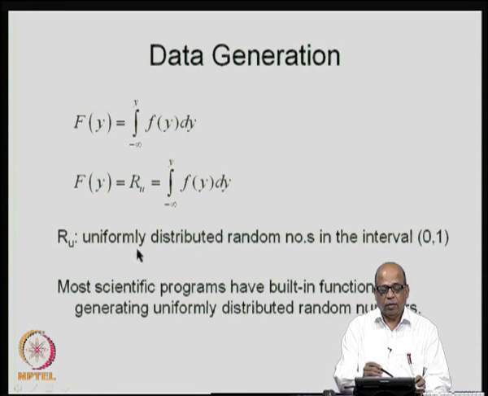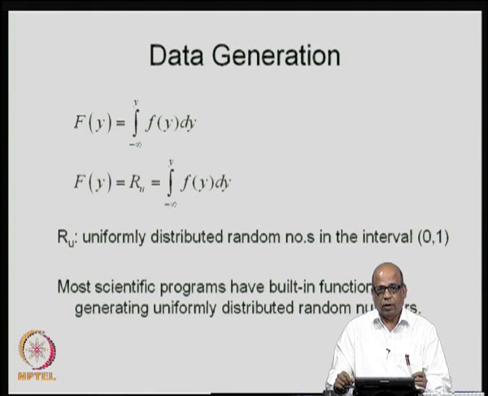Now, how do we generate this uniformly distributed random number? Most of the scientific programs that you use on a computer, for example, spreadsheets and Excel and so on, all have built-in functions for generating uniformly distributed random numbers. That is, these R u's are obtained readily as uniformly distributed random numbers.